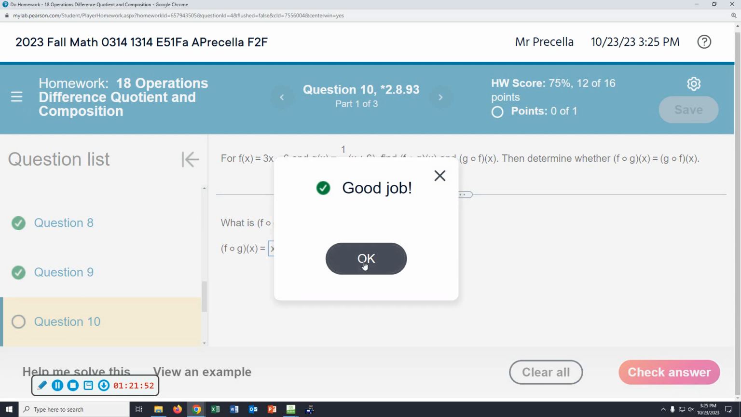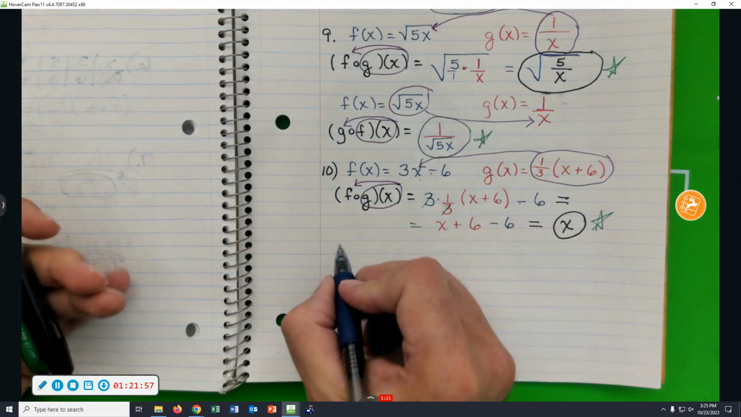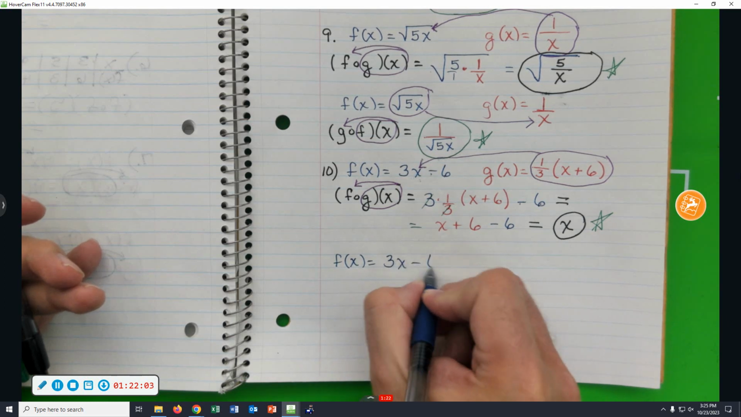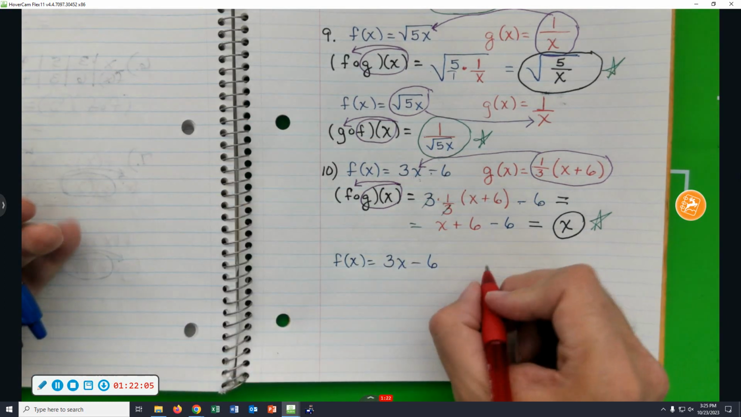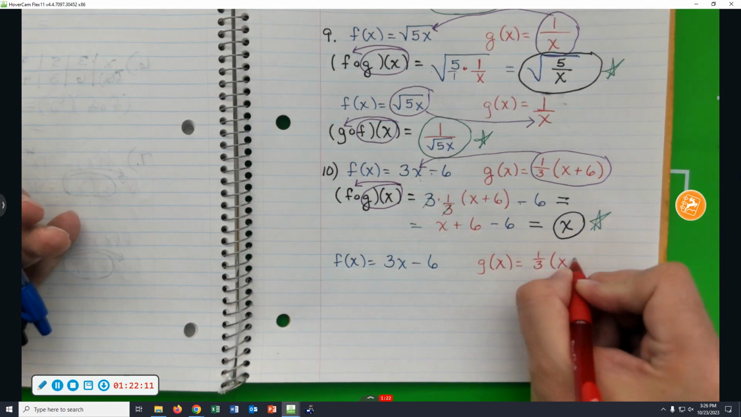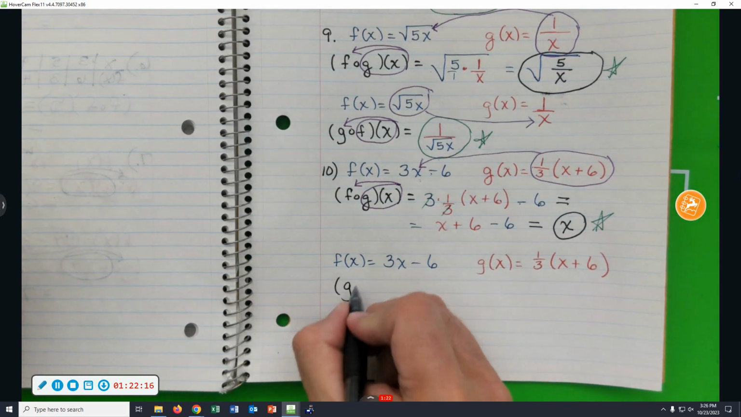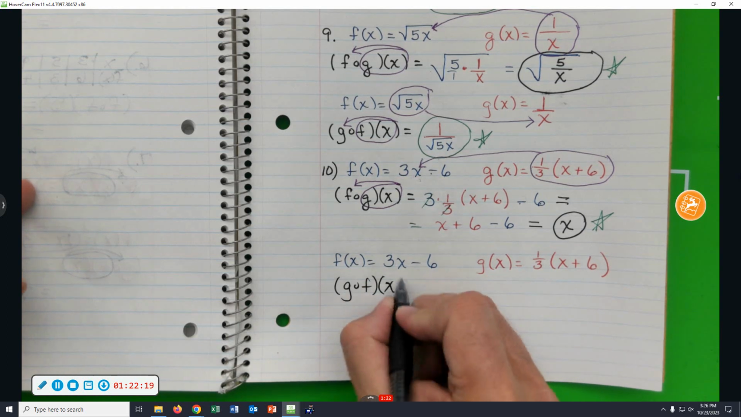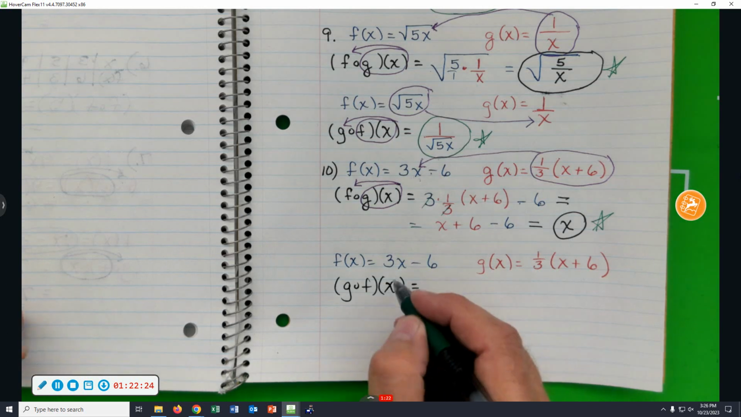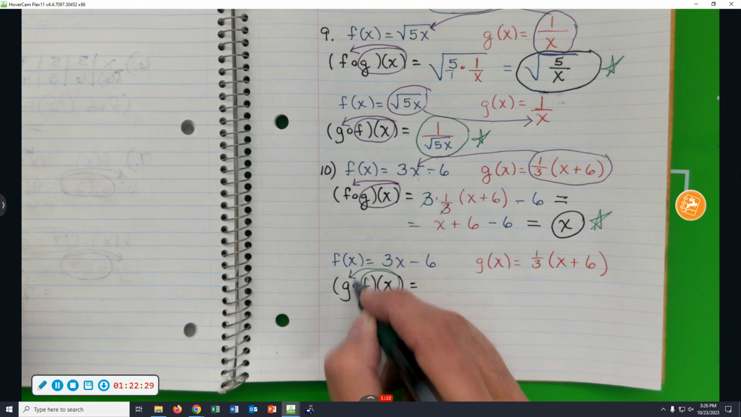Okay, now let's find it in the other direction. g composed with f. Okay, let me rewrite the problem just so I don't have too many arrows all over the place. Okay, so we're finding g of f of x. That means plug f of x into g.